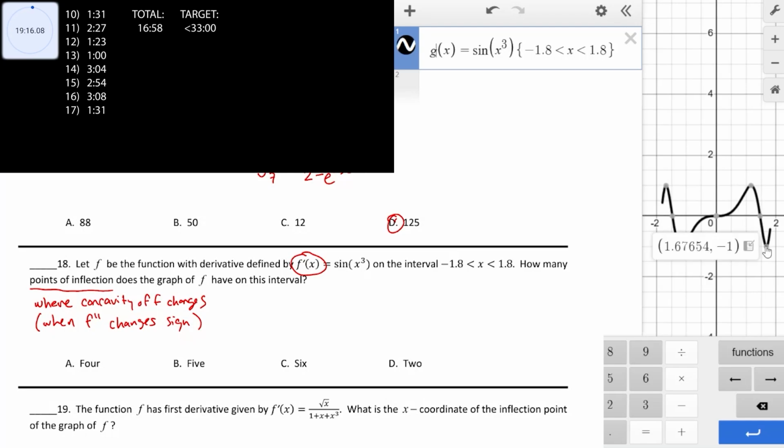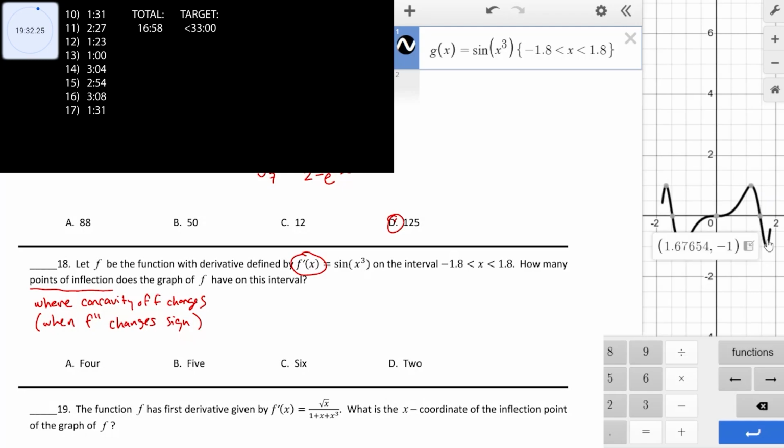Okay, so the slope's changing from being positive to negative right here, and then from negative to positive. So that's 1, 2. It doesn't change here. Still positive slope. It's all increasing in here, but then it changes right here. That's going to be number 3, and then down here is number 4.